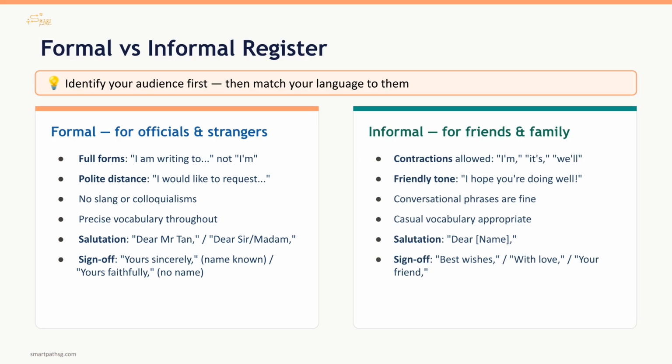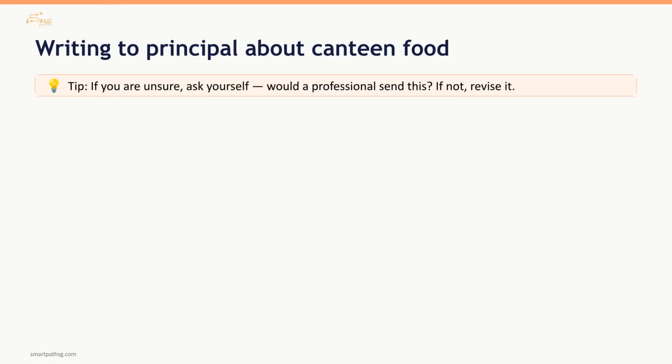In contrast, the informal register is for friends and family. Here, contractions are allowed. You can use a friendly, warm tone, like "I hope you're doing well." Conversational phrases and casual vocabulary are perfectly fine. Your salutation is simply "Dear name," and your sign-off can be casual, "Best wishes," "With love," or "Your friend." If you are unsure about your language, ask yourself, would a professional send this to their boss? If the answer is no, you must revise it.